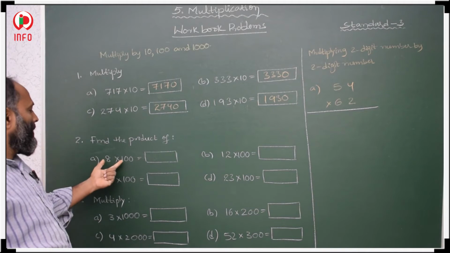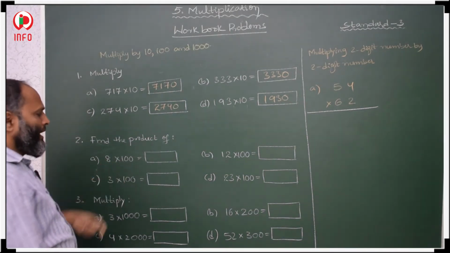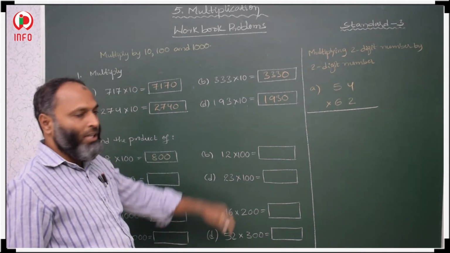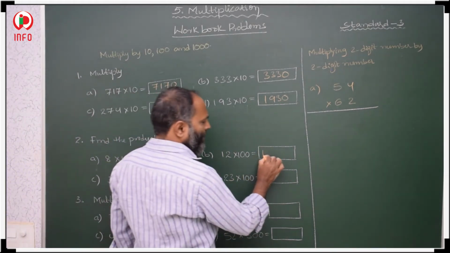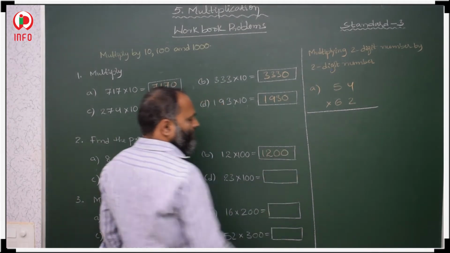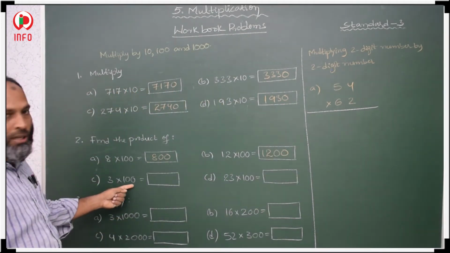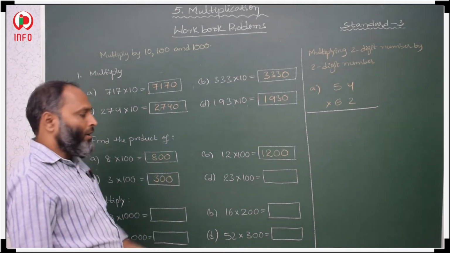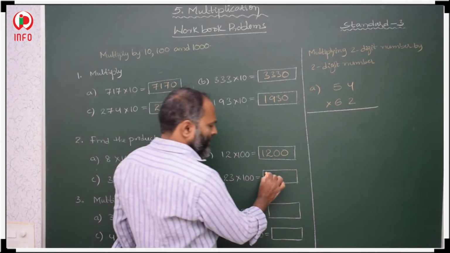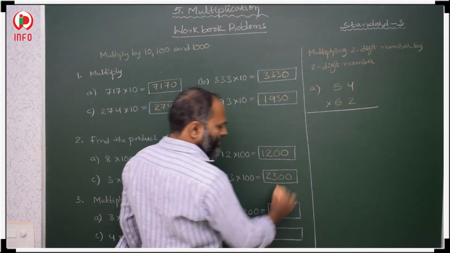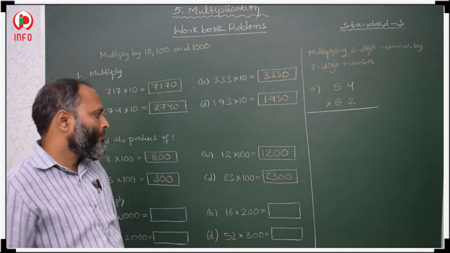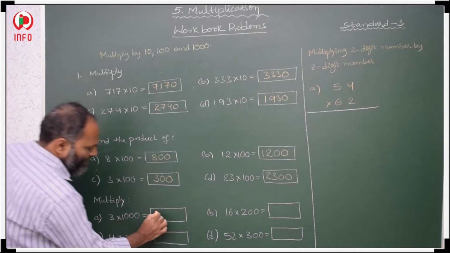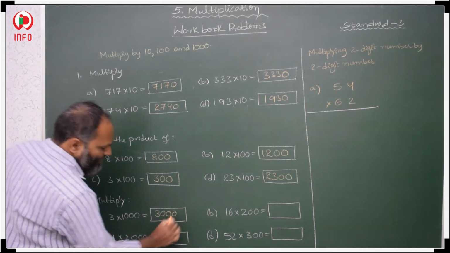Now 8 into 100. 8 into 100 means 800. 100 means 2 zeros. 12 into 100 means 1200. 100 means 2 zeros. 3 into 100 means 300. 100 means 2 zeros. 23 into 100 means 2300. 100 means 2 zeros in ones and tens place. Next, 3 into 1000, that is 3000. 1000 means 3 zeros in ones, tens, hundreds.